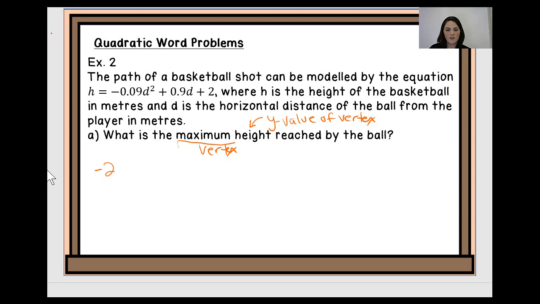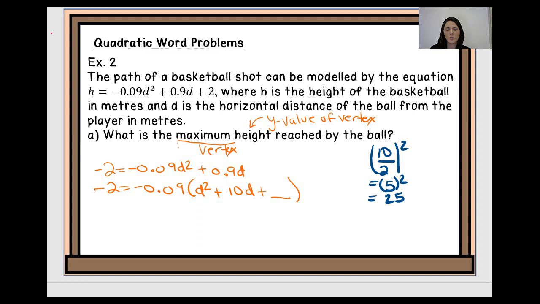So we have negative 2 is equal to negative 0.09d squared plus 0.9d. Okay, so after we subtract 2 from both sides, we are going to divide each term on the right by negative 0.09. Okay, so we're going to take half of our 10d and we're going to square it. So this 25 is going to go after the 10d, and remember this helps us make our perfect square trinomial. So d plus 5 squared.